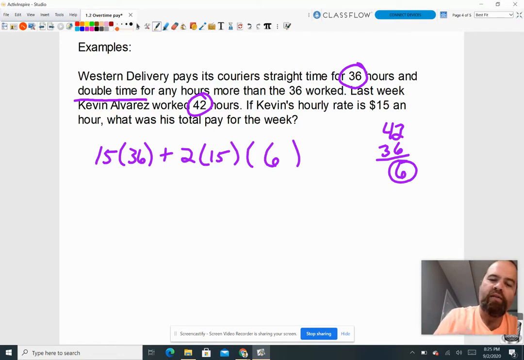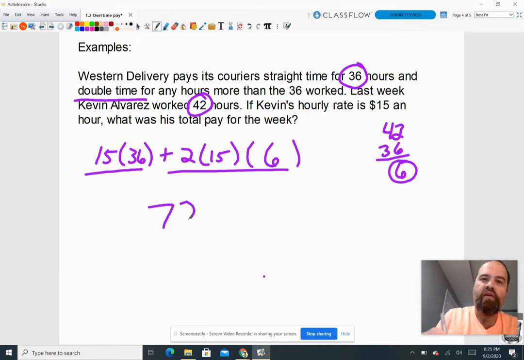That one, again, straight time, overtime pay. Punch it in on your calculator, use the parentheses, or make sure you're multiplying these numbers together. $720.